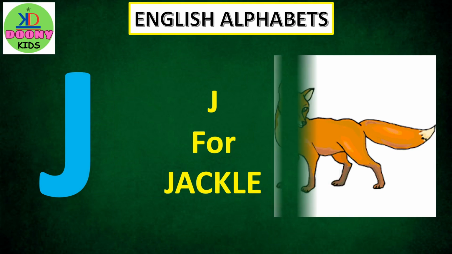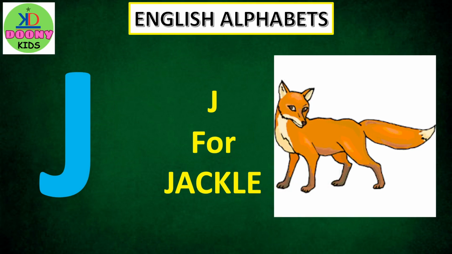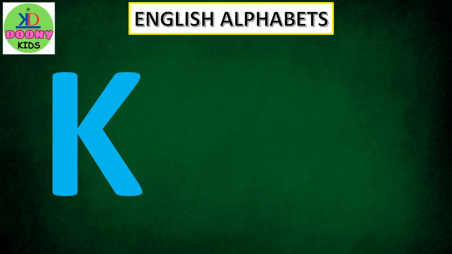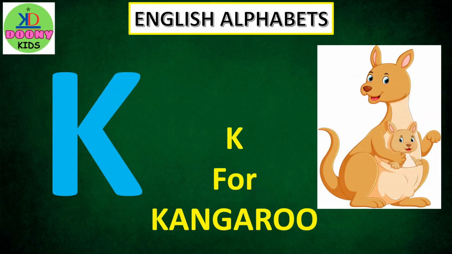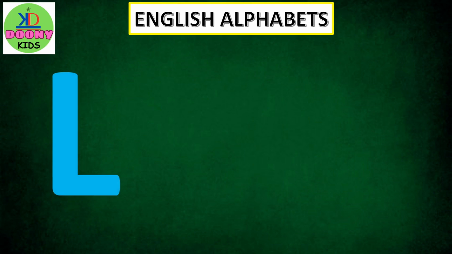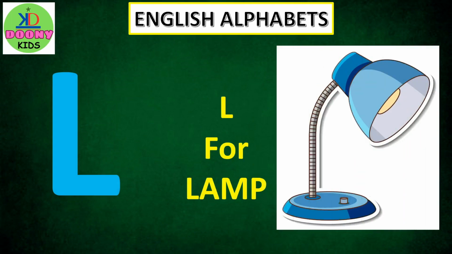J. J for jackal. J-A-C-K-L-E. Jackal. K. K for kangaroo. K-A-N-G-A-R-O-O. Kangaroo. L. L for lamb. L-A-M-P. Lamb.